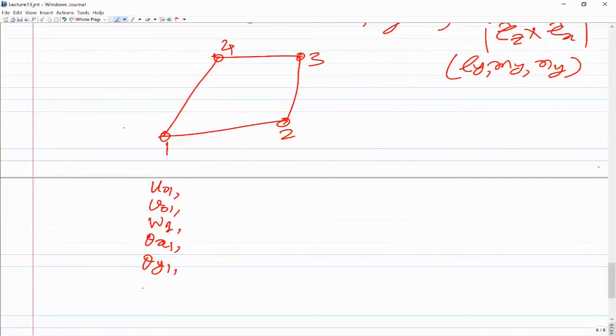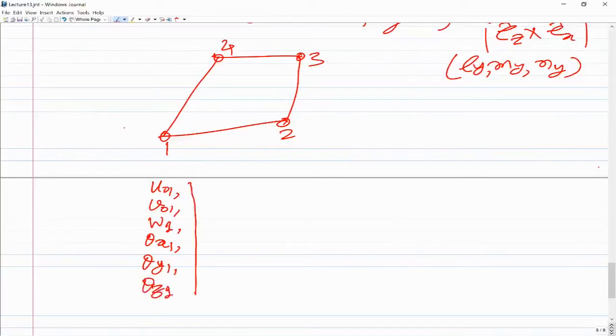So we also introduce the rotation about z axis, although this will not come explicitly in the stiffness matrix or the load vector, but we are introducing here theta z1 also. So these are the degrees of freedom with respect to local coordinate system.